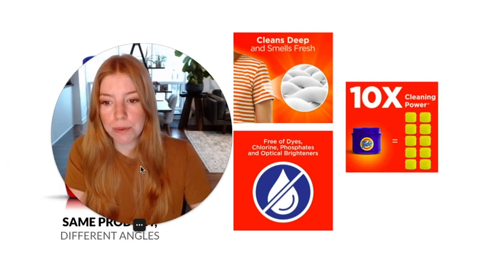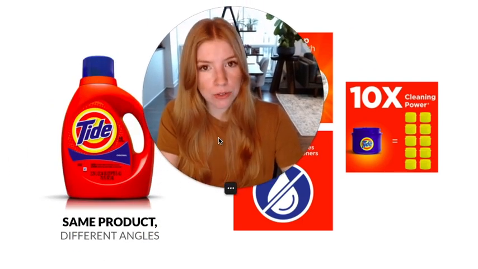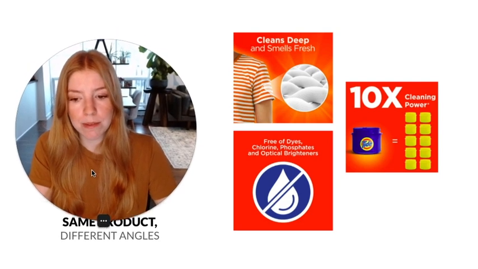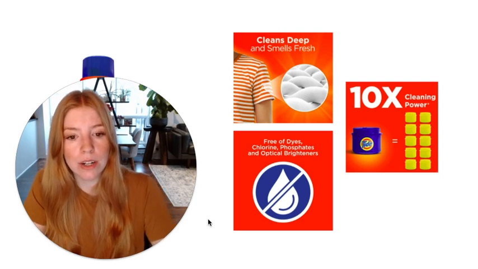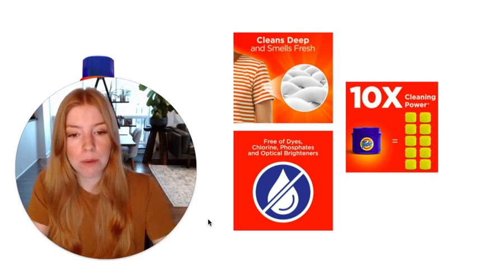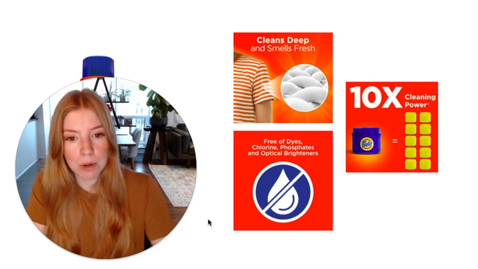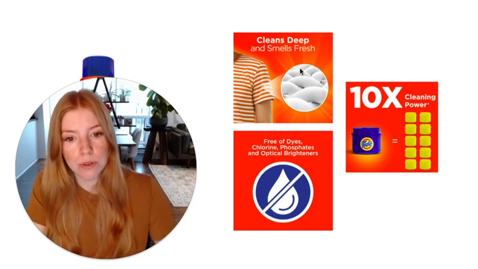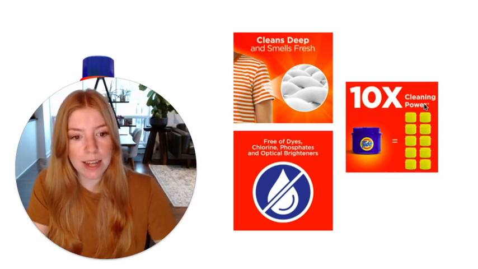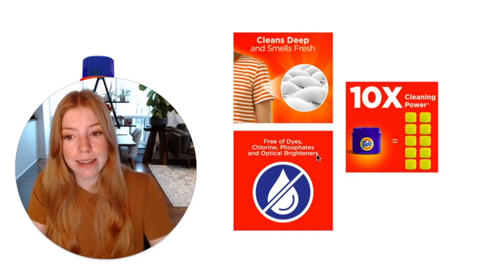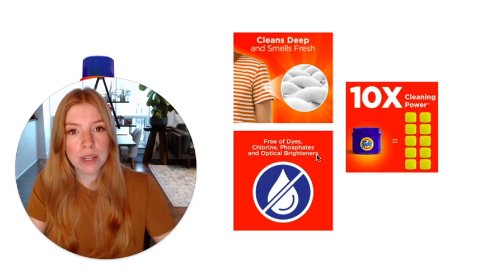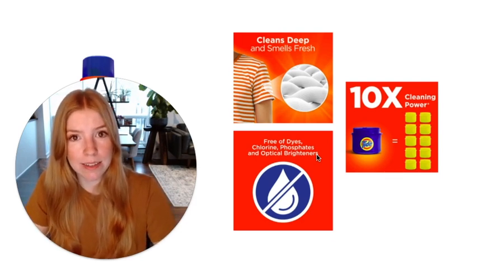For example, we have a basic product here, laundry detergent. Everyone knows what that product is, what it does, it cleans your clothes. But even with a basic product like that, there are multiple angles that we can use to communicate the product in our advertising. We can say that it smells really fresh. We can say that it has 10 times the cleaning power of the next leading brand. We can say that it's free of dyes, chlorine phosphates, and optical brighteners. So maybe it's safer for your skin or is more environmentally friendly. So those are 3 different angles that we can take to communicate the same product.